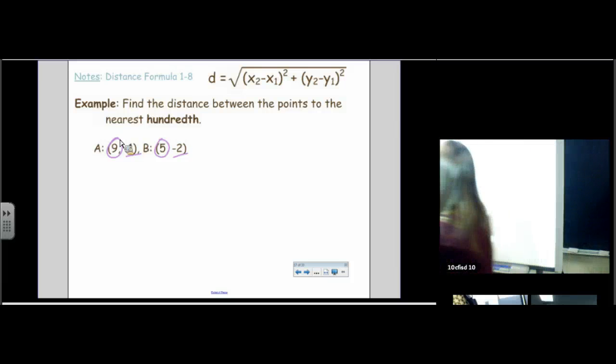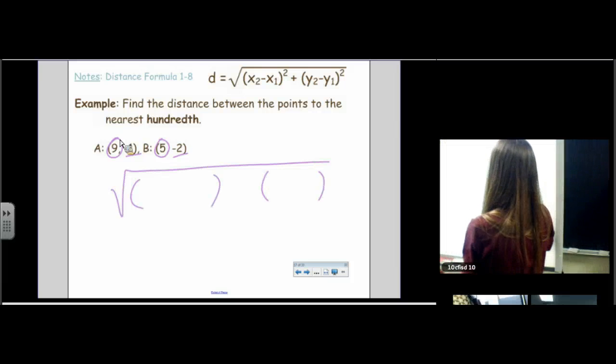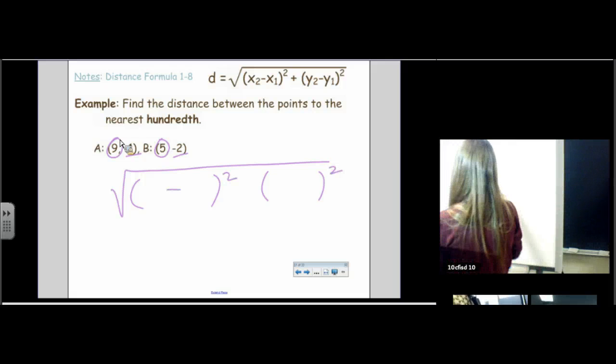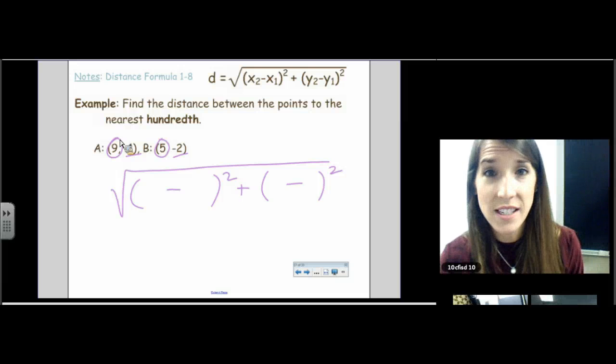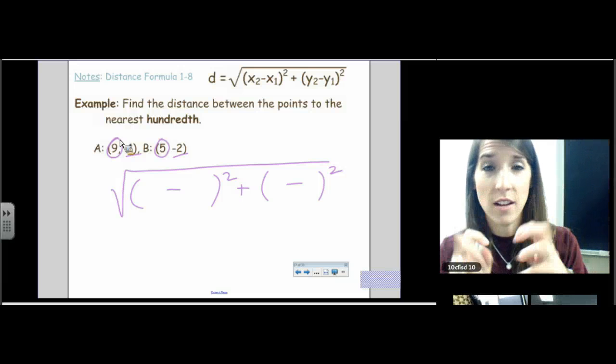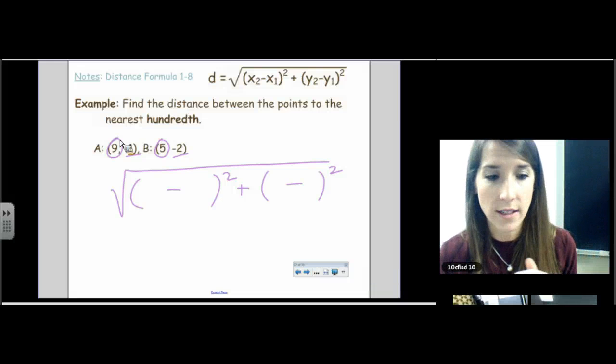Now you're going to do your skeleton. Your empty distance formula with nothing plugged in. Minus, minus, plus. Do you remember why there's minuses in the parentheses? That's because that's for the delta. You're subtracting. You're finding the difference in the X's. You're finding the difference in the Y's.